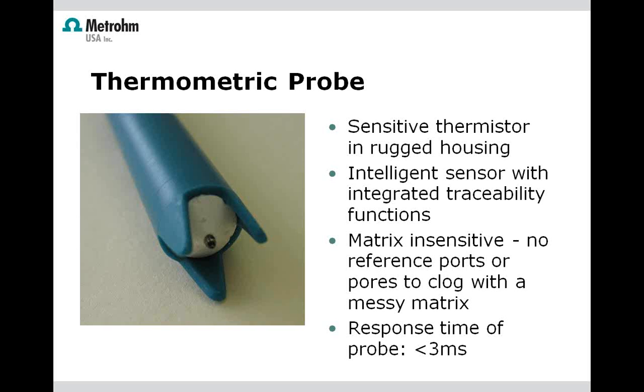Now, one of the key features of the thermometric probe also is the fast response time. The response time of a thermometric probe is less than 3 milliseconds. And this is very, very important because what we're doing in a thermometric titration is measuring the heat generated or heat loss during the titration. And so this has to be a very fast response time in order for us to be able to gain that critical information and be able to accurately indicate the endpoint when we're at that point.